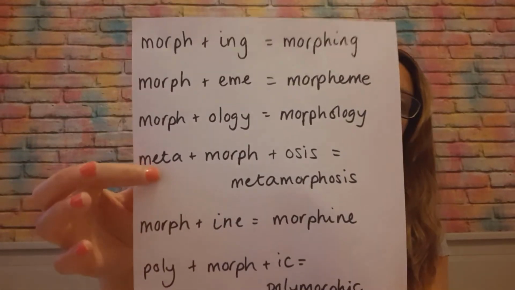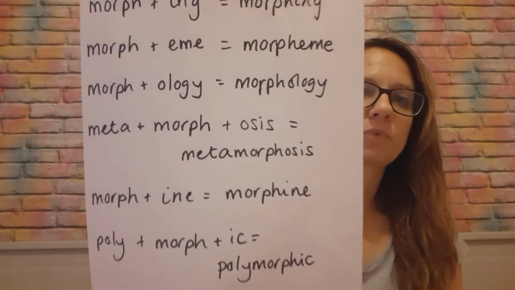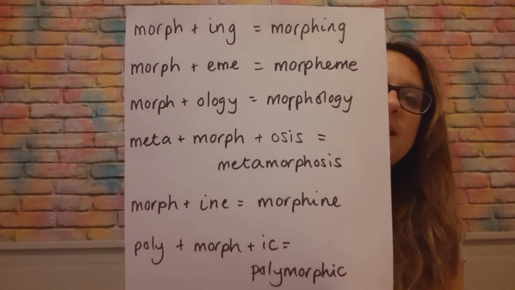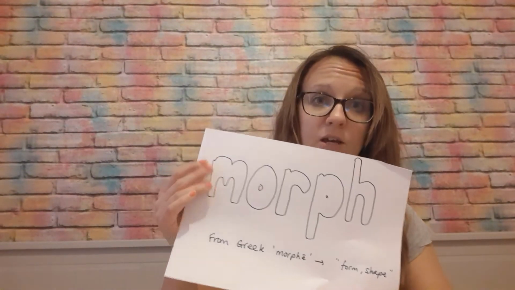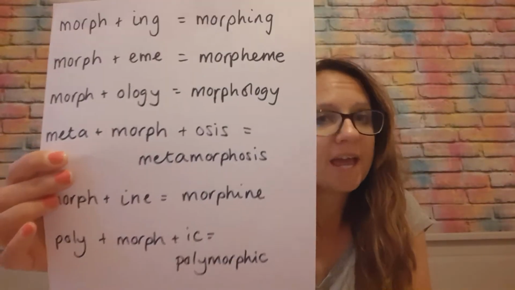Now we've got here metamorphosis, a really long word here, metamorphosis. And again, this is from the Greek. So meta is a Greek prefix. Again, if the root word is Greek, it will only attach itself to Greek prefixes. And if it is Latin, it will only attach itself to Latin prefixes. So meta and poly are both from the Greek. So if I told you that meta meant change, would you be able to figure out what metamorphosis is? And can you think of an example of metamorphosis? Do that now.